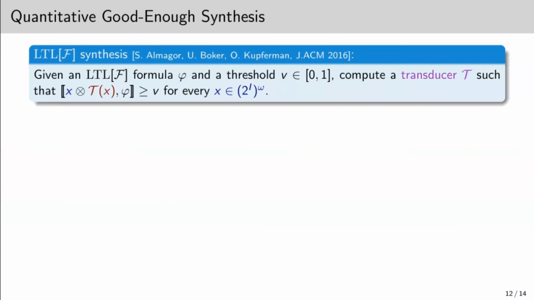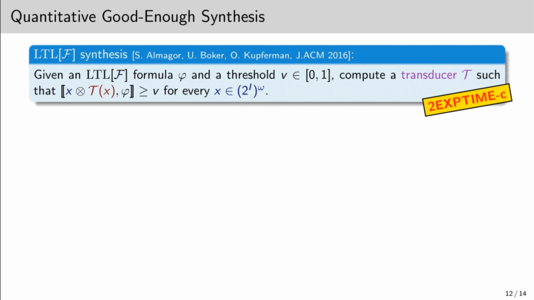To make this a bit more precise, the traditional synthesis problem for LTL-F is the following. Given a formula phi and a threshold v, compute a transducer that achieves a value of at least v for every input computation, or answer that no such transducer exists. In 2016, we studied this quantitative extension, and in particular solved the synthesis problem for it. We show that the complexity is still 2EXPTIME. So how do we lift this to GE synthesis?